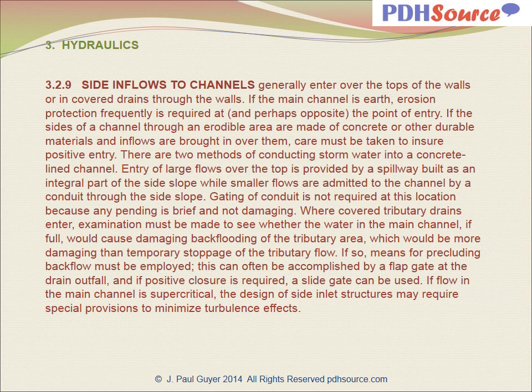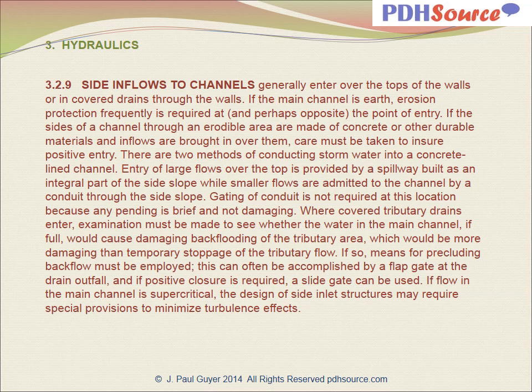There are two methods of conducting storm water into a concrete-lined channel. Entry of large flows over the top is provided by a spillway built as an integral part of the side slope, while smaller flows are admitted to the channel by a conduit through the side slope. Gating of the conduit is not required at this location because any ponding is brief and not damaging.